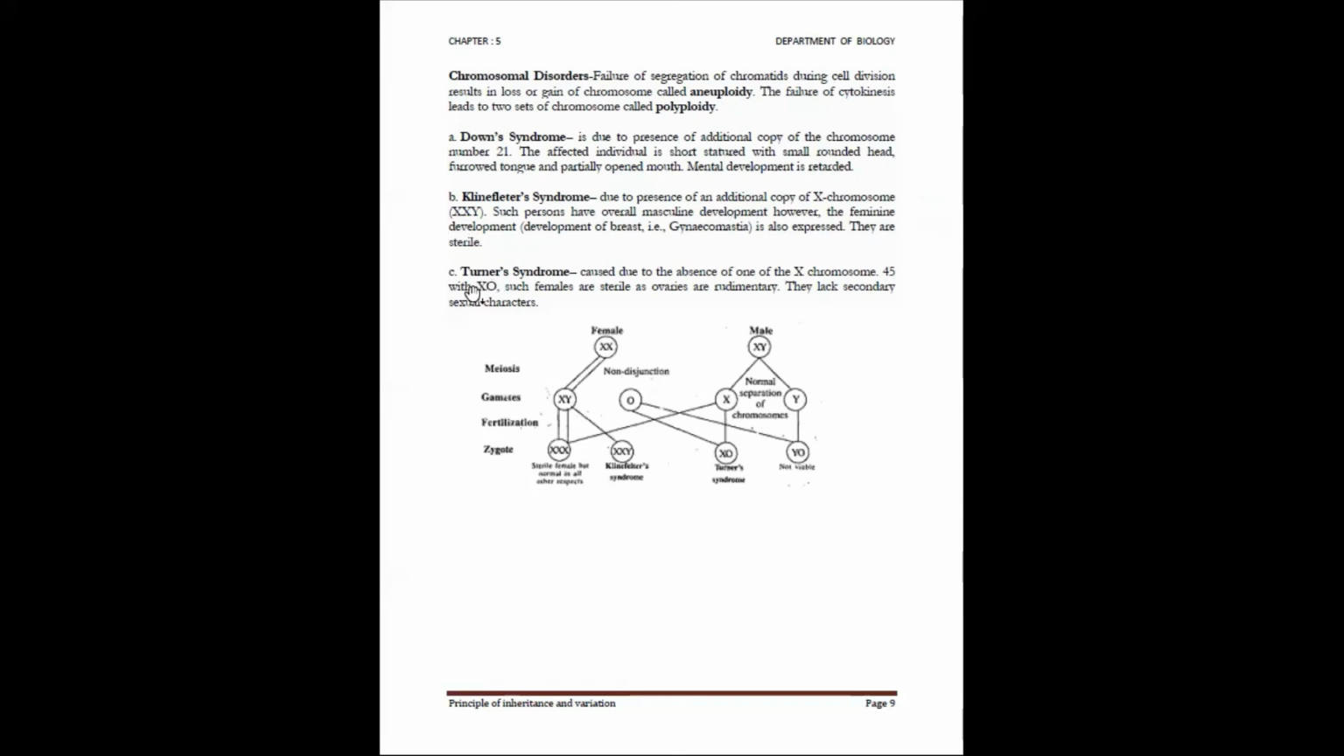Moving on to Turner syndrome, here again there is absence of one of the X chromosomes, so it will be 45 totally. And what is that missing one? It is X and O. The second chromosome in the gamete, the last 46th chromosome, is absent. So such females are sterile as ovaries are rudimentary, and the symptoms are they lack sexual characters.